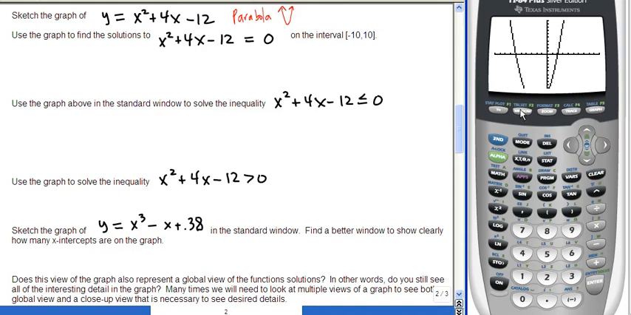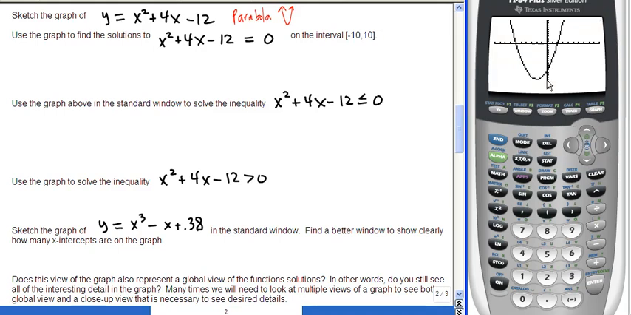So let's go to Window, and the one number here that I really need to change is that y min. Let's maybe lower it to -20, just pick something and see if it works, and hit graph, and now that looks a lot better.